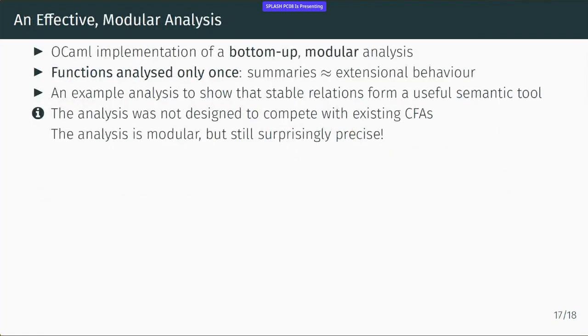Okay, so we implemented this analysis in OCaml. This is a bottom-up analysis, completely modular. Functions are analyzed exactly once. For every function, you compute a summary that describes its extensional behavior. This is just an example to show that the technical device of stable relations forms a useful framework for defining static analysis. Okay, the analysis was really not designed to compete with very precise analyses like control flow analysis, and really does not compete. But still, we were quite happy that although it is fully modular, it is quite precise.